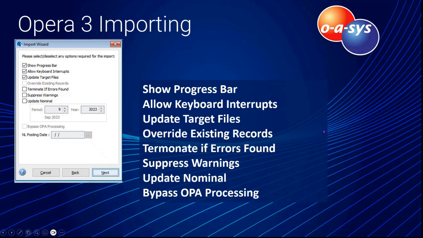When you run the import wizard, certain things happen. Once you've selected the information you want to import, the import wizard has a whole host of separate tick boxes, shall we say, that allow and control the import that you do. I'm going to quickly go through some of these, but when we do the actual importing in a minute, you will notice that this screen changes depending on the import you are doing. For example, if you do a customer sales account import, you won't see the update nominal option there.